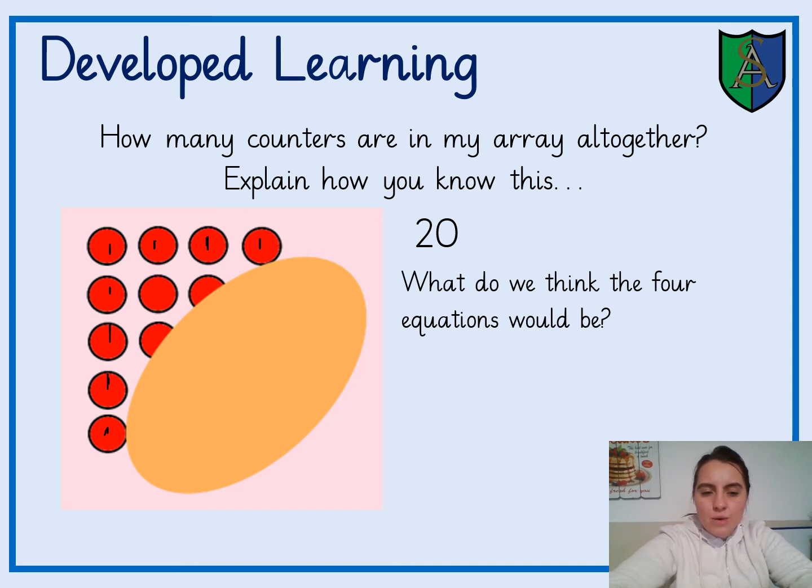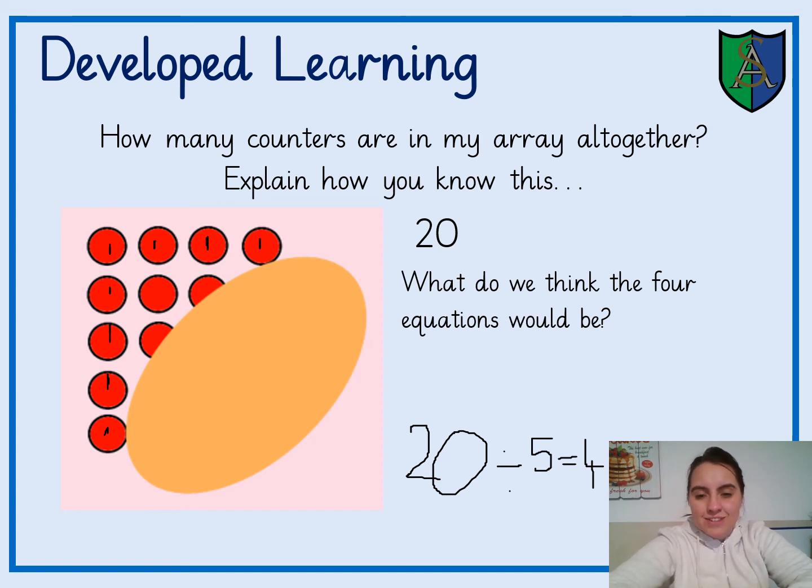So our first equation could be 20 divided by 5. I'm going to go ahead and write that. 20 divided by 5 is equal to, you guessed it, 4. Amazing. Have a little think now. You might want to pause the video and come up with the next division equation, or you might want to write all 4 of those equations down before I reveal the answer.